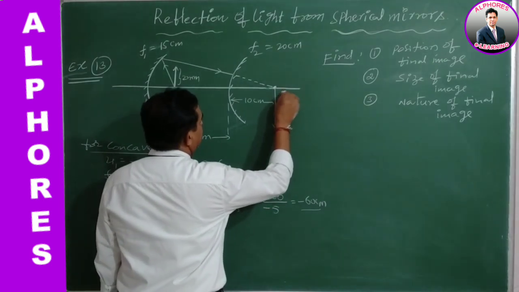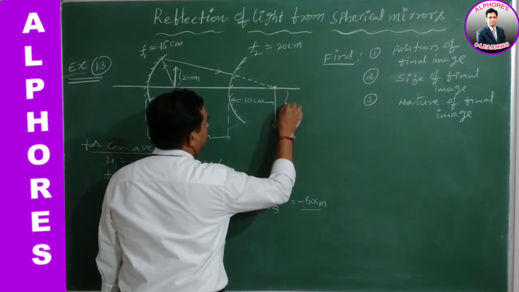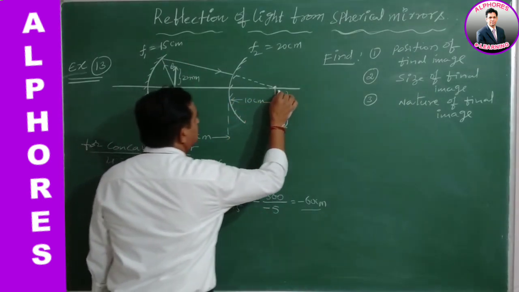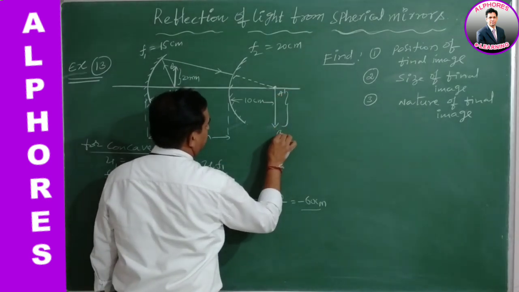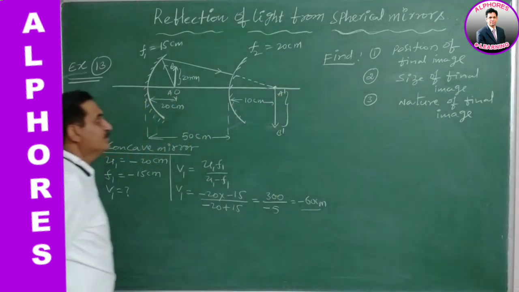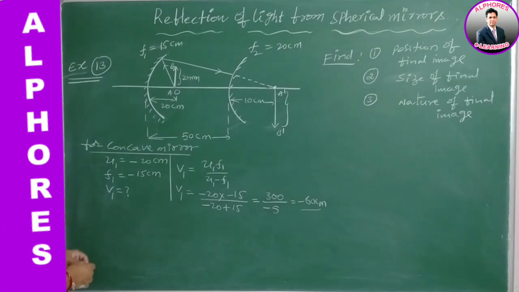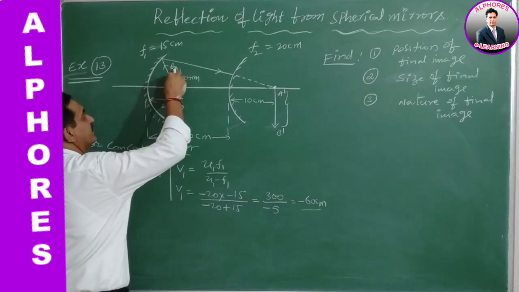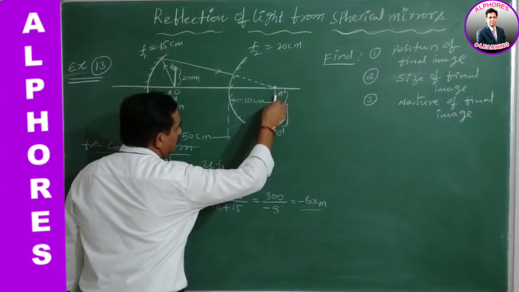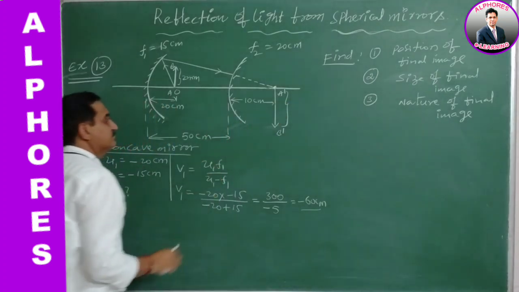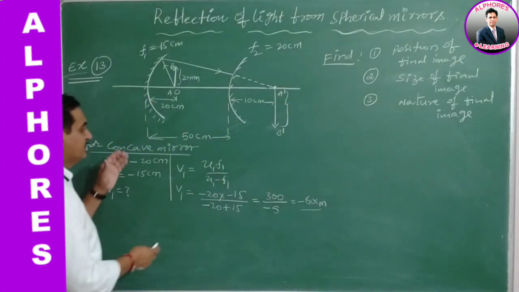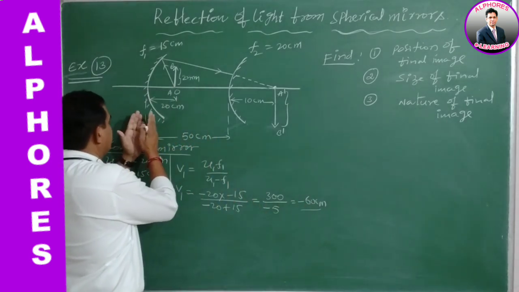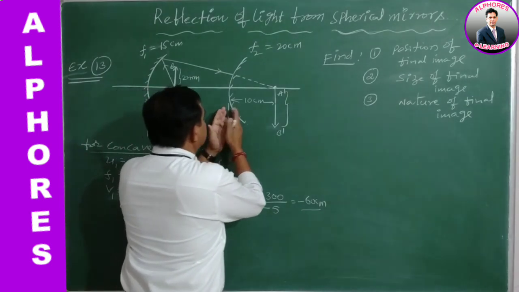Say AB is the object and this is A dash B dash, the image formed. It is clear the object is real, and due to the concave mirror its corresponding image is formed real and inverted. At what distance? 60 centimeters from the concave mirror, that is, from here to here 50 plus 10.